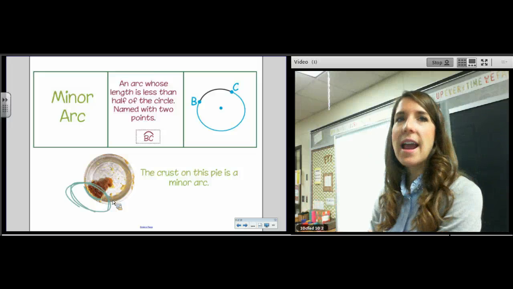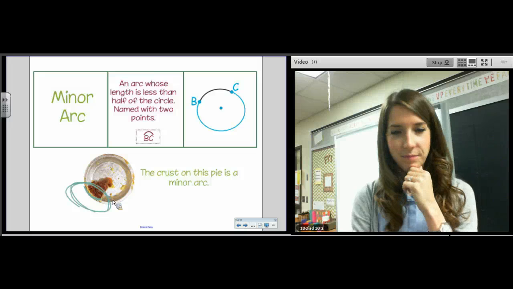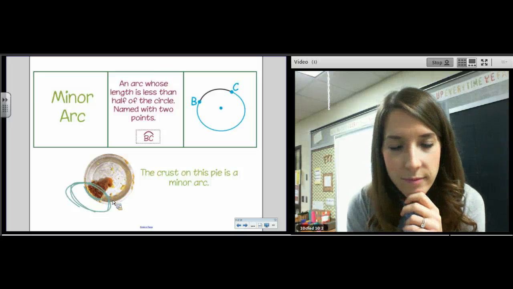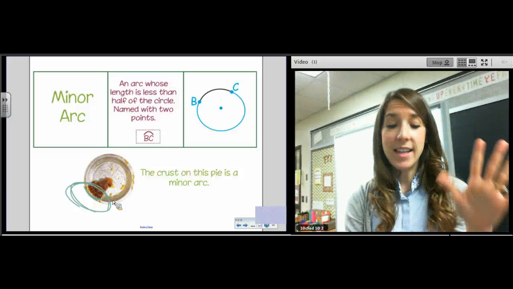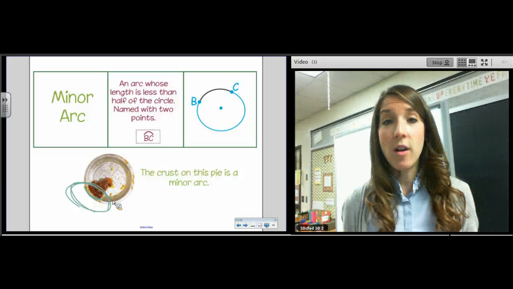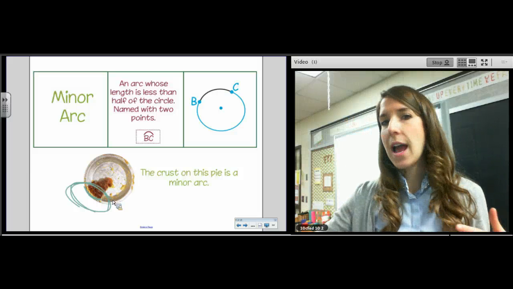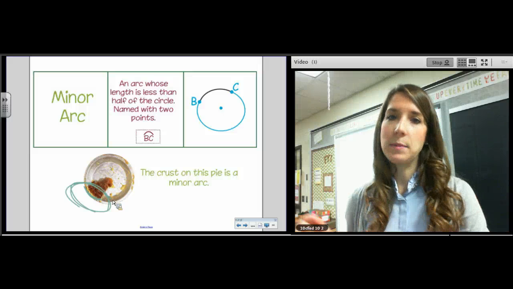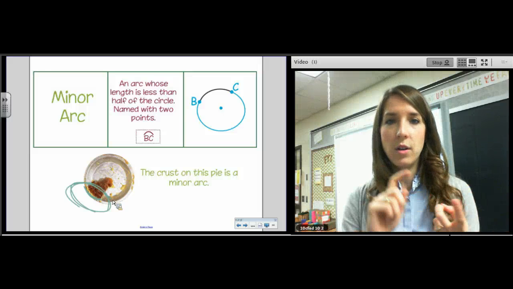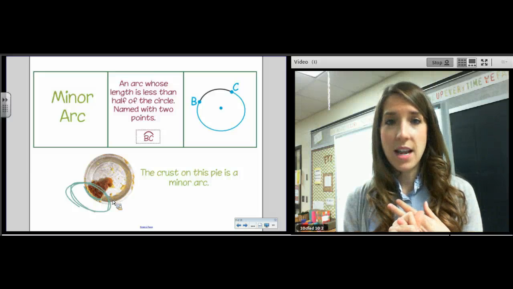Semicircle is to right angle as minor arc is to acute angle. Does that apply to the normal arc? So the normal arc is like saying the word angle. I can define an angle, but now I'm going to define different types of angles. I can say arc, and now I'm going to define different types of arcs. So we've got a semicircle, we've got a minor arc, and what do you think is the next one?